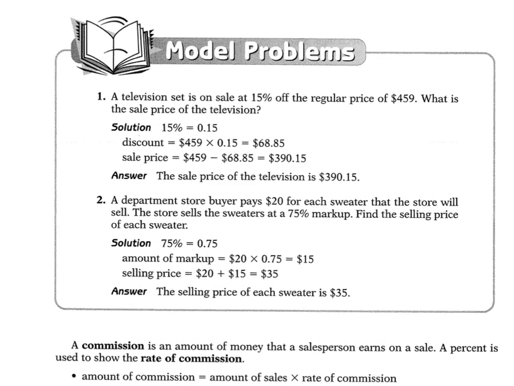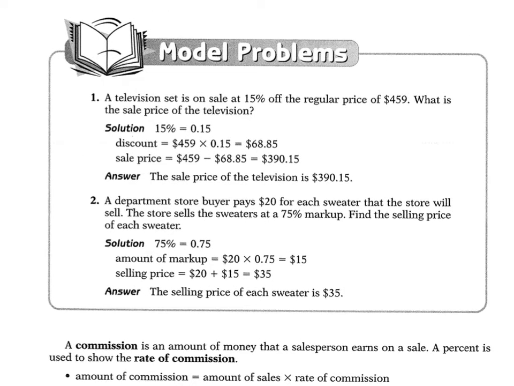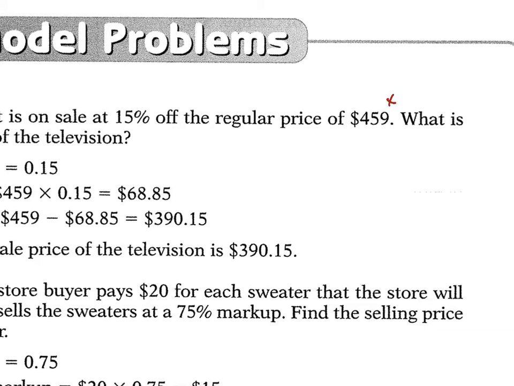For an example that's done for us, it tells us that a television set is on sale at 15% off the regular price of $459. What is the sale price of the television? So at 100% minus the 15%, that gives us 85%. So we can just take the $459 and multiply the 0.85 to that, and we get 390.15.